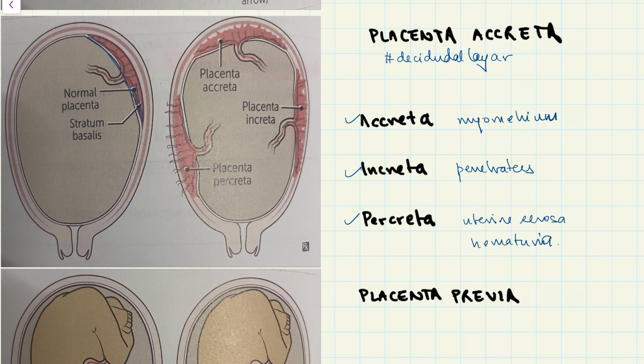So here in the diagram we can see a normal placenta separated from the myometrium by the presence of stratum basalis. On ultrasound, this appears as a hypoechoic layer between the echogenic placenta and the myometrium. In case of placenta accreta spectrum disorders, there is loss of this hypoechoic layer, and therefore it is easily diagnosed on ultrasound. The complications of placenta accreta can be PPH due to adherent placenta, which is very difficult to separate, and this may even lead to Sheehan syndrome.